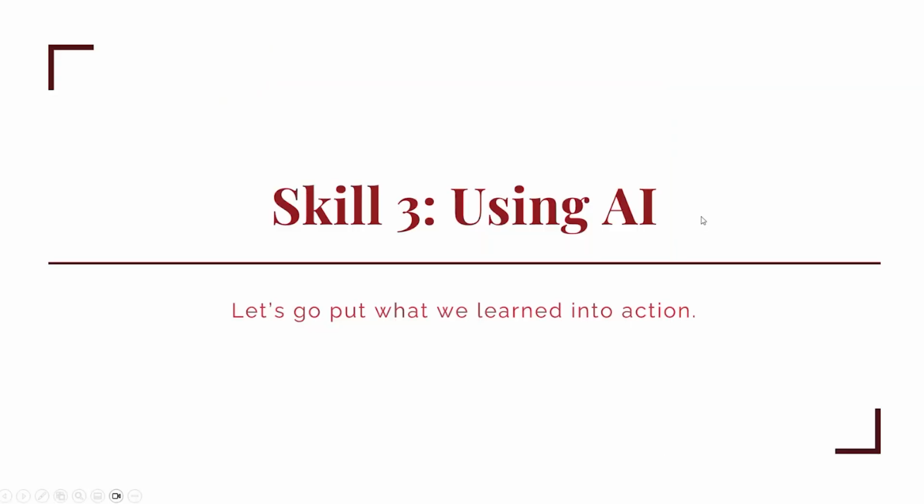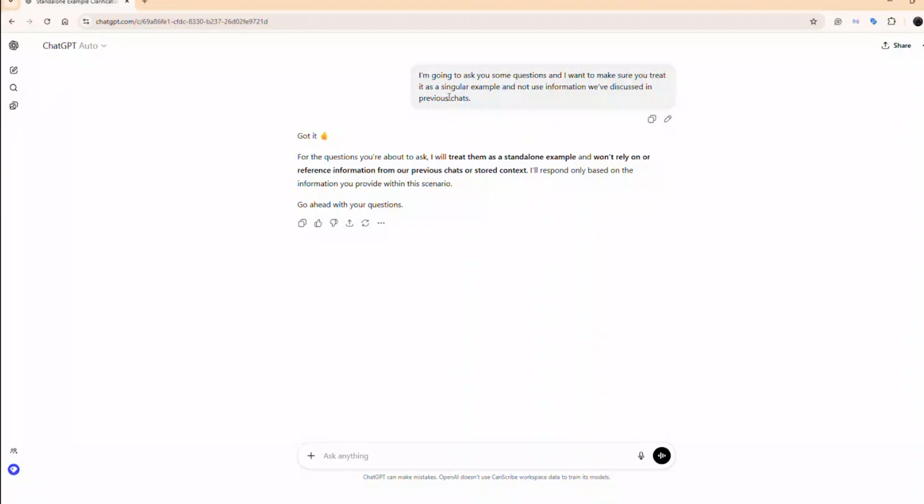So now I want to go into the actual system and using AI. You'll see a prompt I already have in here. I'm going to ask you some questions. I want to make sure you treat it as a singular example and not use information we've discussed in previous chats.